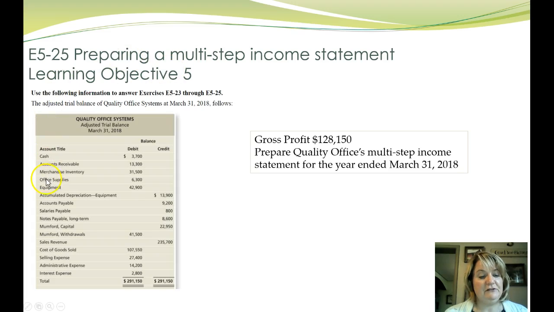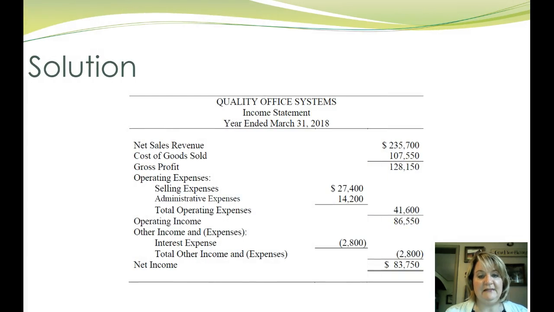This is all the information you need to prepare a multi-step income statement. The gross profit is right here. So this is what a multi-step income statement looks like. You enter the net sales revenue. It's for a time period, year ended. Net sales revenue, $235,700. Cost of goods sold, $107,550, which leaves you a gross profit of $128,150.